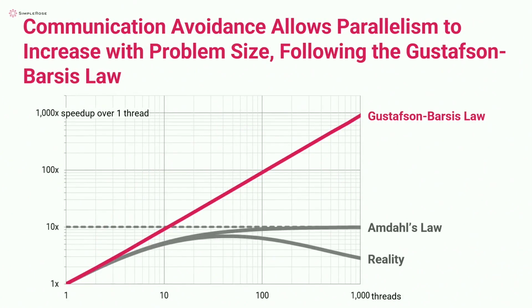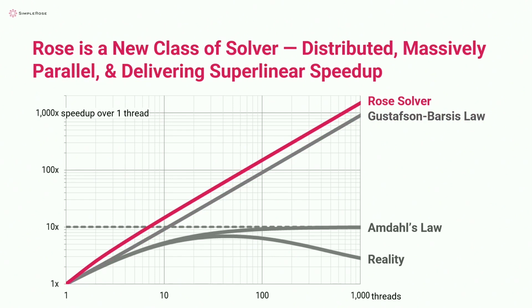There's another law called Gustafson-Barsis's law. And this law actually stipulates that if you increase the amount of parallel work with your amount of workers, you can actually achieve a linear speedup. And Rose actually is able to achieve a superlinear speedup. We're able to do this because as we distribute our workload across a distributed solver group, we also eliminate work. So we're not only upping the amount of parallelism because we're searching through that giant branch and bound tree, but as we get good feasible solutions, we're able to prune off work and we eliminate work in the queue. And so that's one of the novel things about Simple Rose.